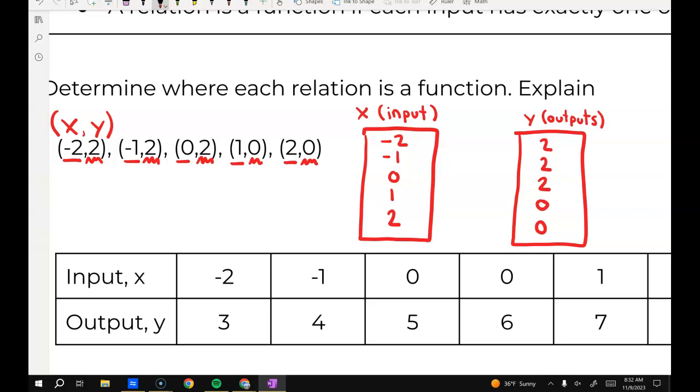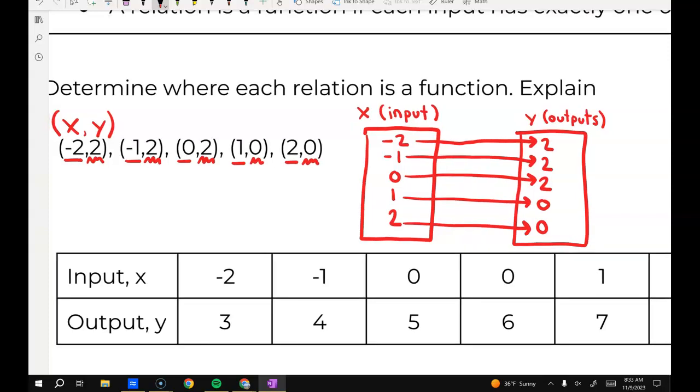Now this is why we call it a map, because we're going to map each input to its corresponding output. When I hit -2 on the vending machine, I get out a 2. So I'm going to draw an arrow from -2 to this 2. If I plug in -1, I also get out a 2. If I plug in a 0, I get out a 2. If I plug in a 1, I get out a 0, and for 2, I get a 0. We notice that each input is mapped, with an arrow going to exactly one output. So yes, this is a function because it meets the criteria. Each time we press a unique input on our vending machine, we get an output.